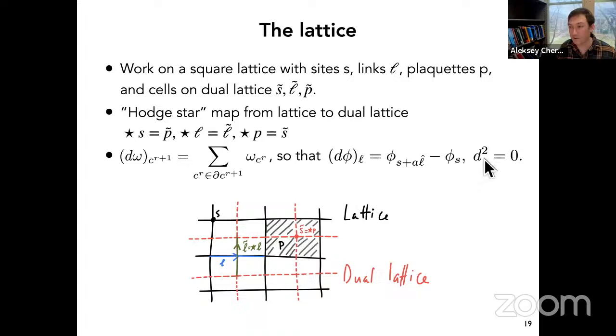So here's a picture of our lattice. The black lines are the original lattice. Here's a site. Here's a link. Here's a dual link. Here's a plaquette, and here's a dual site, which is dual to the plaquette under the Hodge star operation. Okay. So the Villain idea is very old.